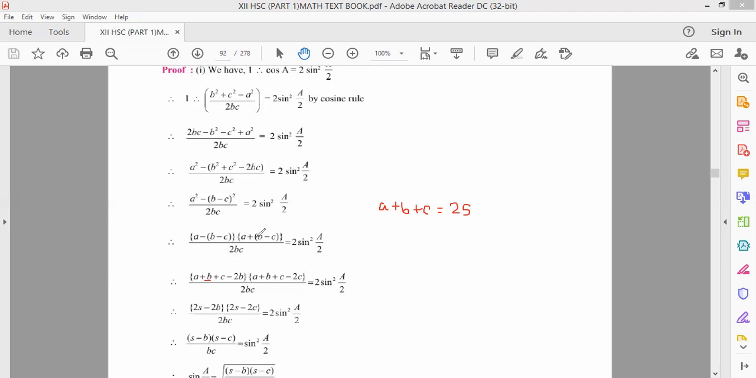Same way over here. A plus B minus C is there. So A and B are present. What is missing is C. So your C is added as well as subtracted. So you get A plus B plus C minus 2C. Add and subtract C over here. Add and subtract B over here.